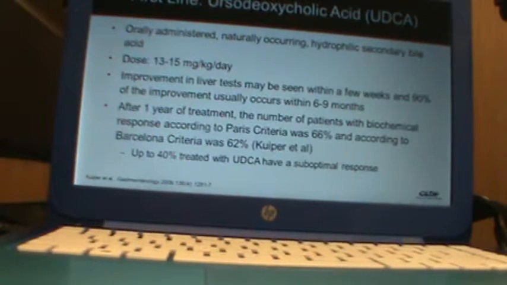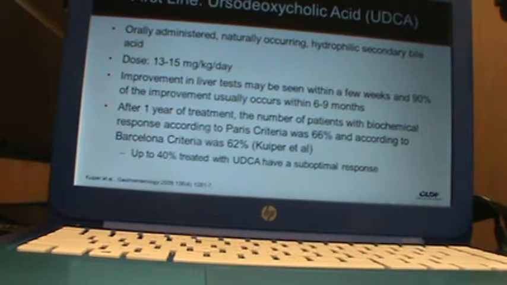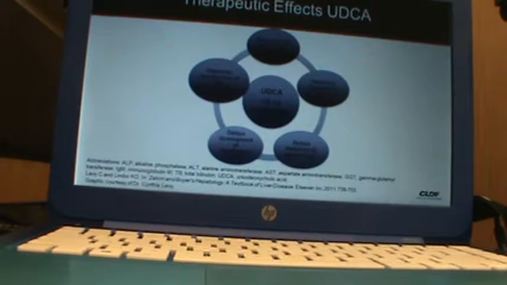After 1 year of treatment, the number of patients with biochemical response, according to various criteria, is usually around 65%, 62%, 66%. It is noted that up to 40% of people treated with ursodeoxycholic acid may have a suboptimal response and may be in need of further therapy.